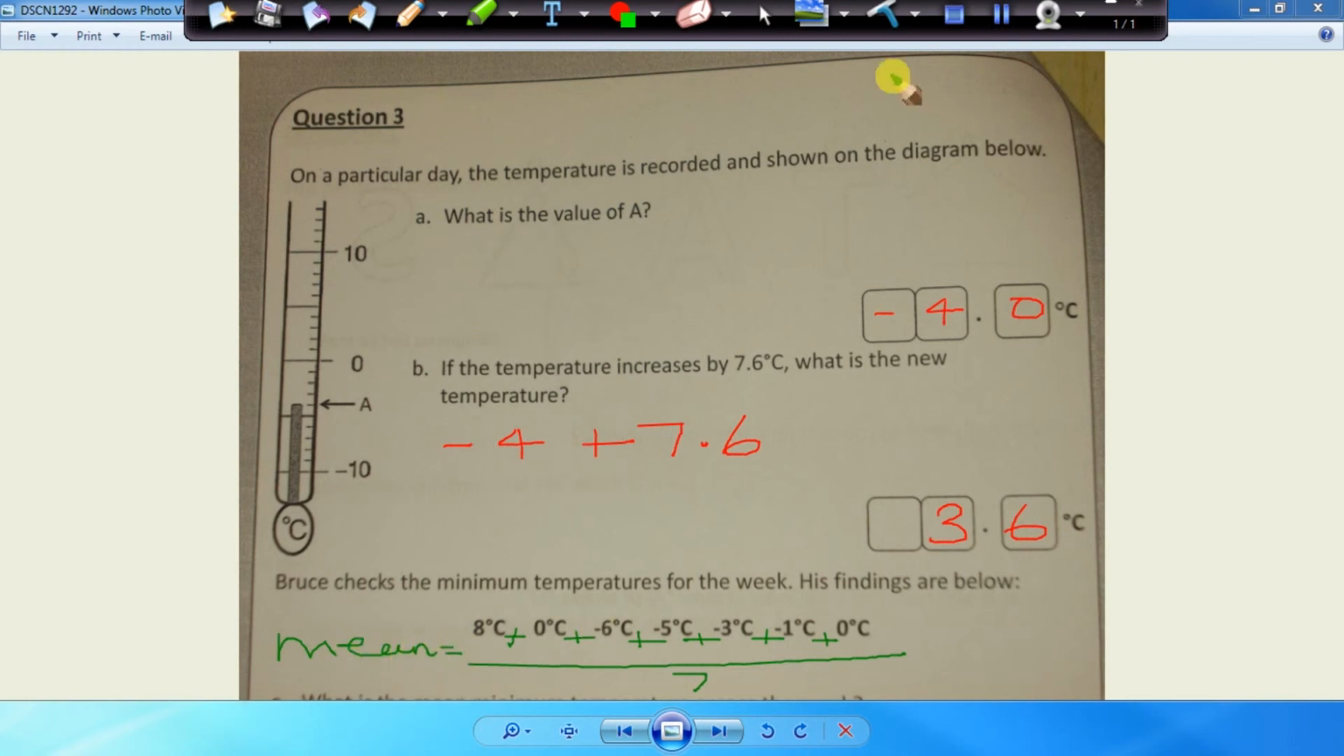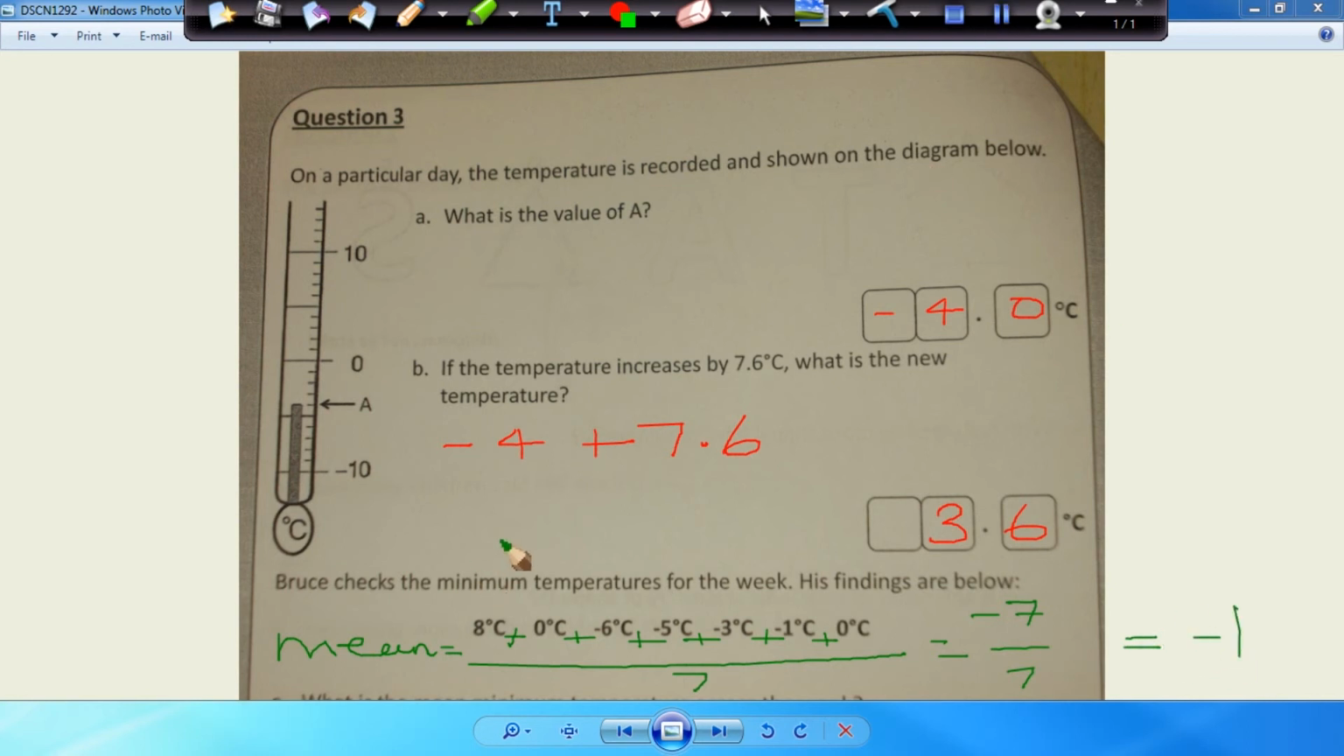Okay, right, let's add all this up. 8 add nothing is 8. 8 take away 6 is 2. 2 take away 5 is minus 3. Minus 3 minus another 3 is minus 6. Add minus 1 gives you minus 7. And then we divide it by 7, and that gives us an answer of minus 1.